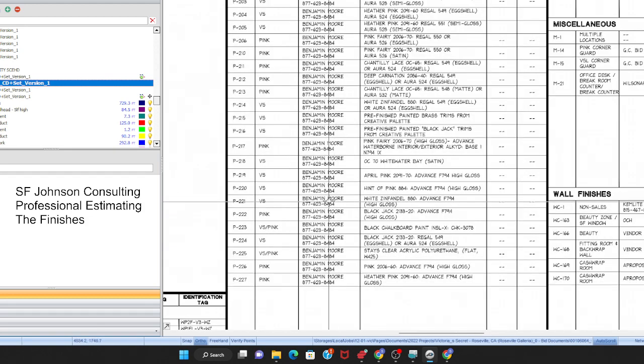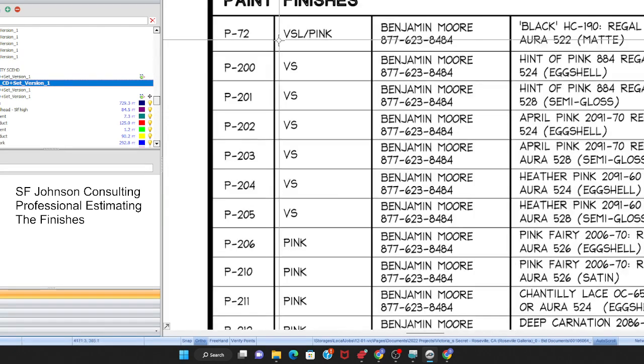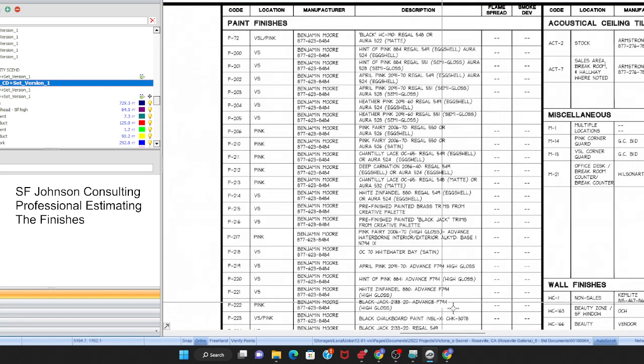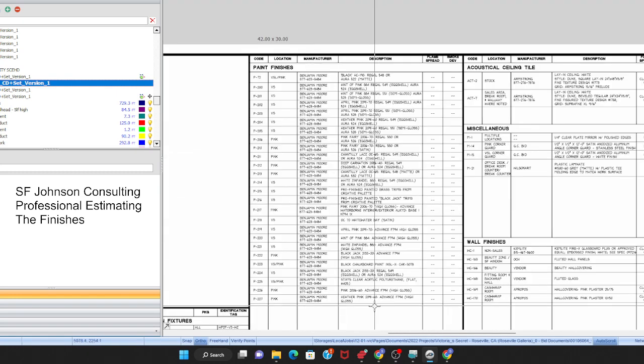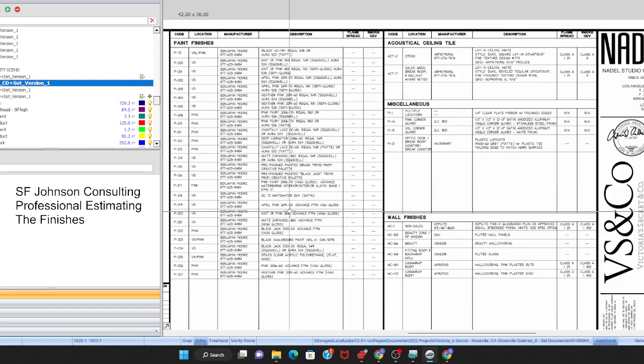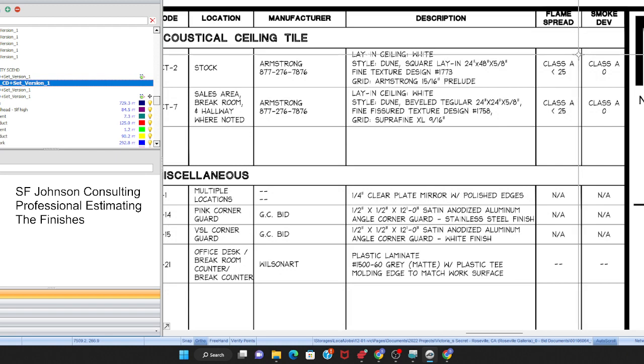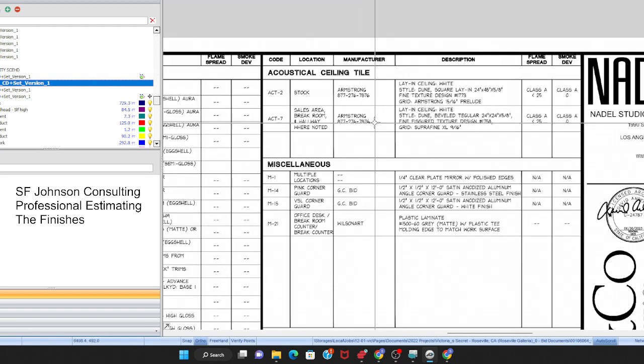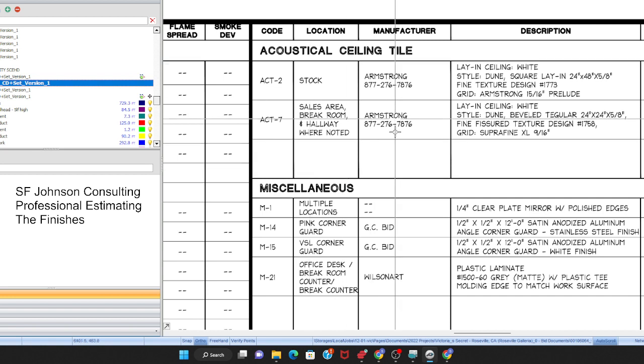All right, so here we go. So all of the finishes, yeah, 10,000 different paints. And for our wall finish one, yeah, we need really good interior elevations. Okay, so for ceiling finishes, we have two. I know me going in and out probably drives you nuts with this mouse, but it's part of the deal. All right, so we have ACT1, ACT7. Armstrong, so we know we got to call those folks.